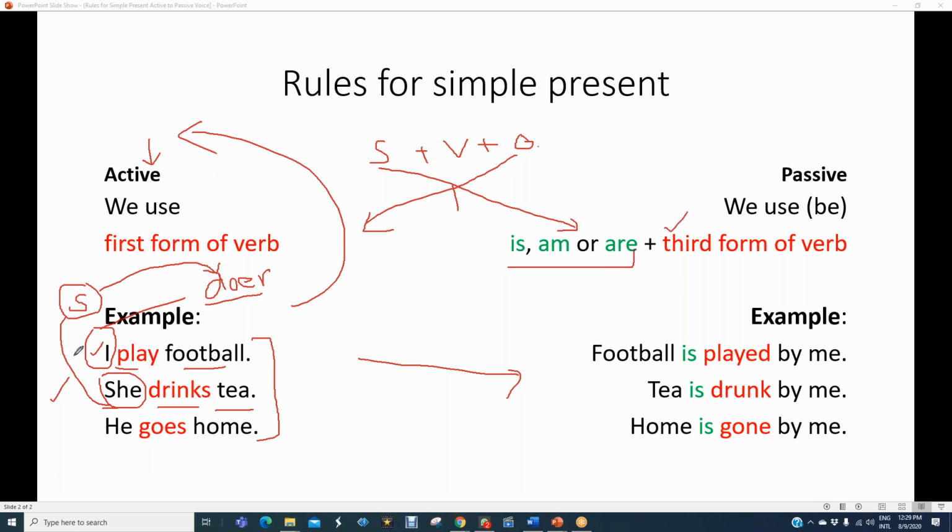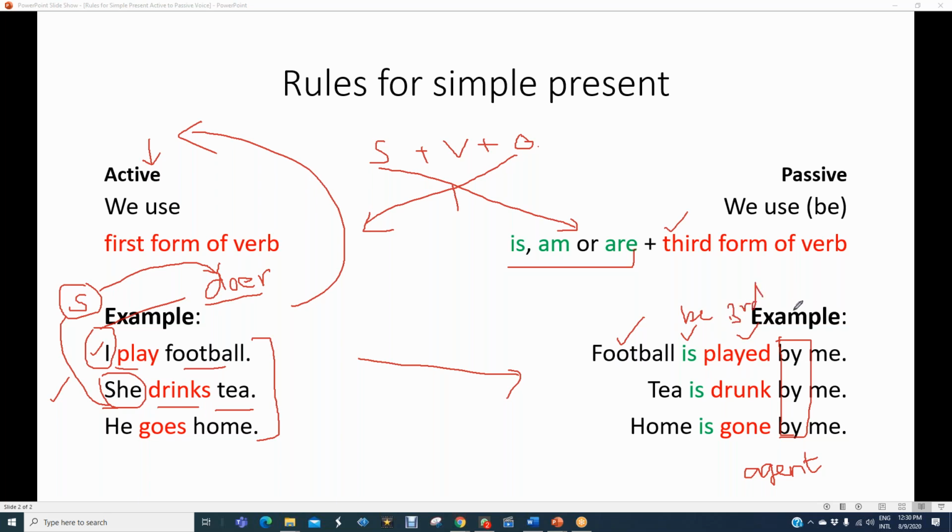So notice here, I play football. Football is played. Now you need an agent. The agent is the doer. You need to introduce the doer. How do you introduce? With the word by. By is the agent. This is what makes sure who is doing the action. So first you write football, which is the object, then you write the be verb, and then you write the third form of the verb.